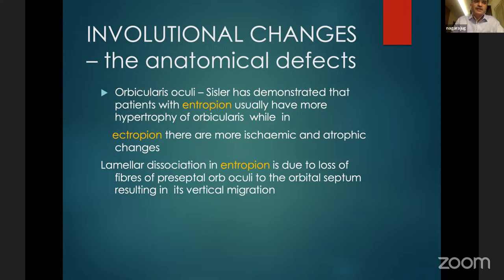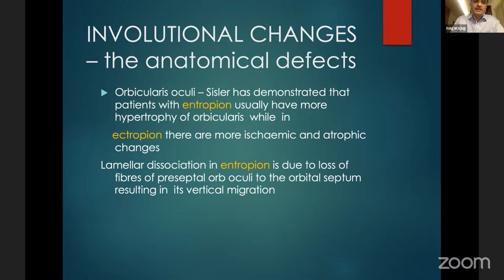So what I mean to say, the orbicularis muscle that I'll be describing later will be almost normal, or sometimes it can be hypertrophied in a case of involutional entropion. Whereas in a case of involutional ectropion, there are more degenerative changes, ischemic changes, atrophic changes which occur in the orbicularis oculi. And that is one factor which will influence the position of the lid in entropion and ectropion.